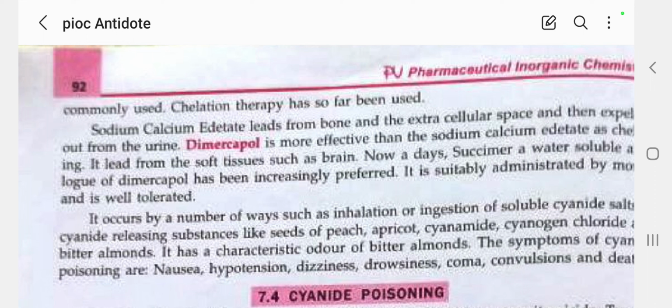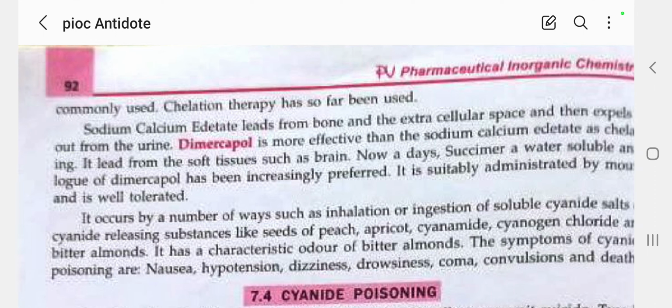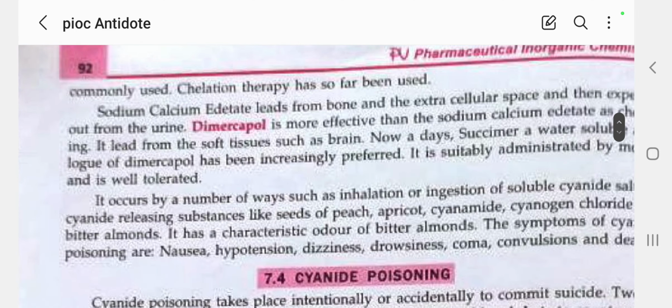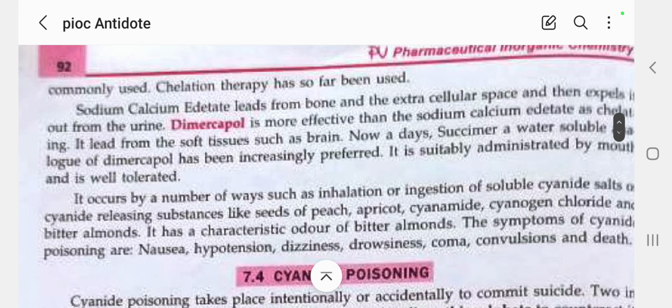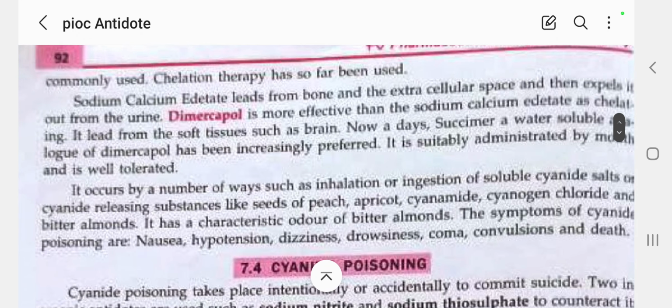Sodium calcium edetate removes lead from bone and extracellular space, and it is then expelled in the urine. Dimercaprol is more effective than sodium calcium edetate as a chelator, as it removes lead from soft tissue such as the brain. Nowadays a water-soluble analog of dimercaprol is increasingly preferred. It is suitably administered by mouth and is well tolerated. For example, in lead poisoning we use pharmaceutical inorganic substances like dimercaprol and sodium calcium edetate to form chelates, thereby reducing the absorption of poison from the body.